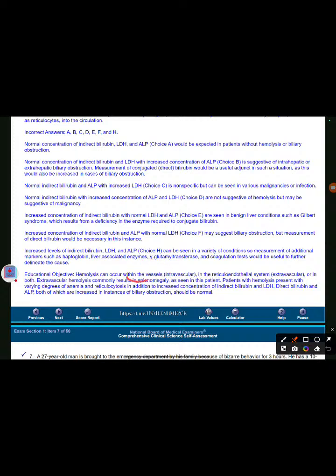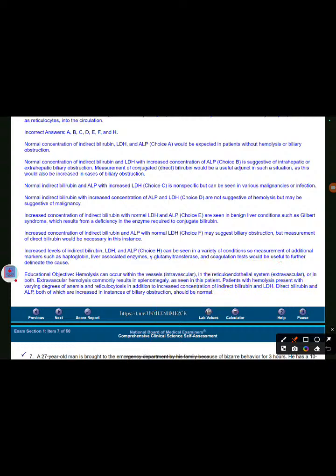Hemolysis can occur within the vessel, that is intravascular, within the reticuloendothelial system, or extravascular, or in both. Extravascular hemolysis commonly results in splenomegaly as seen in this patient. Patients with hemolysis present with varying degrees of anemia and reticulocytosis, in addition to increased concentration of indirect bilirubin and LDH.